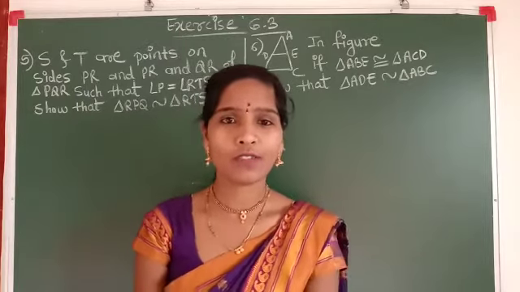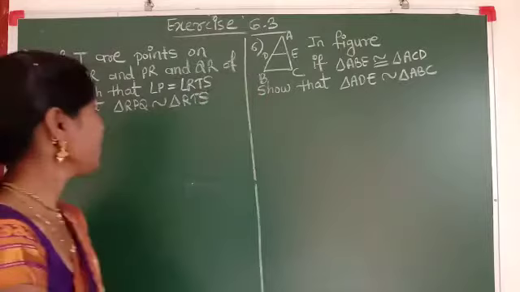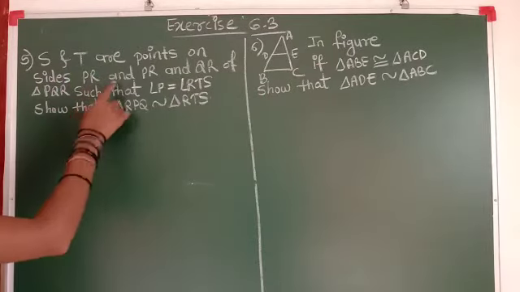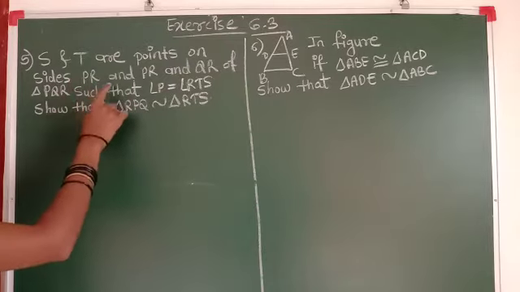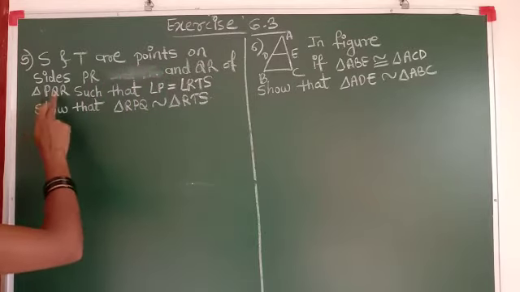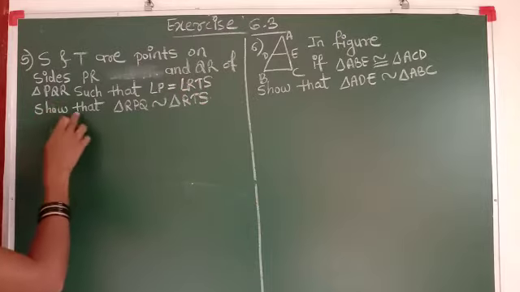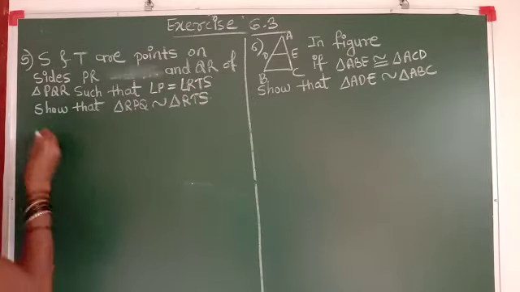In our previous video, we have solved 4 examples. Next example, fifth: S and T are points on sides PR and QR of triangle PQR such that angle P is equal to angle RTS. Show that triangle RPQ is similar to triangle RTS.